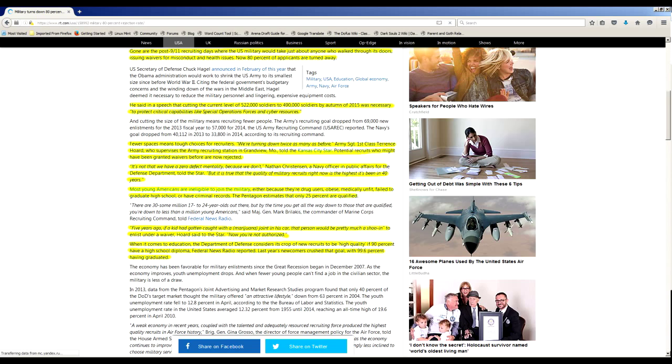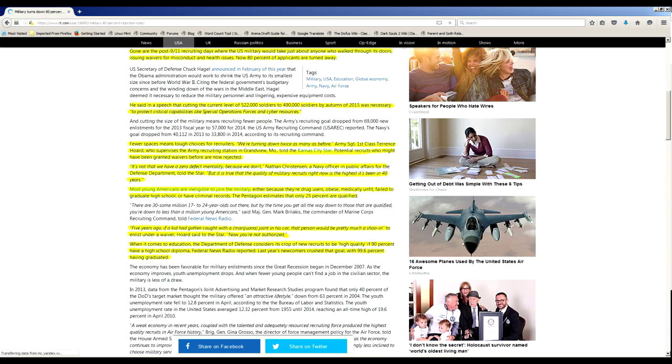US Secretary of Defense Chuck Hagel said in a speech that cutting the current level of 522,000 soldiers to 490,000 soldiers by autumn of 2015 was necessary to protect critical capabilities like special operations forces and cyber resources. Fewer spaces means tough choices for recruiters. We're turning down twice as many as before. It's not that we have a zero defect mentality, because we don't. But it's true that the quality of military recruits right now is the highest it's been in 40 years.